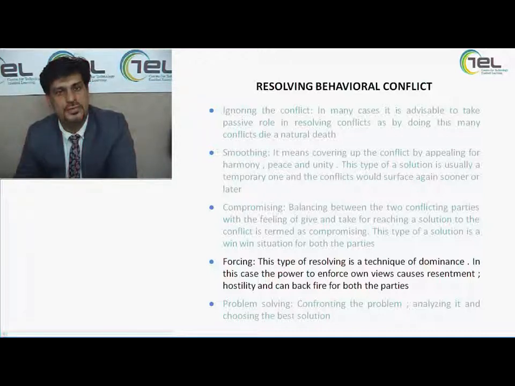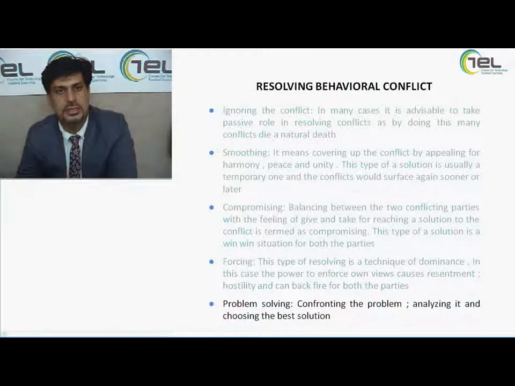The power to enforce one's own views causes resentment, hostility, and can backfire for both the parties, which means if one party tries to enforce its viewpoint or is able to get its viewpoint agreed upon, it is bound to bounce back as hostility or resentment at a later stage. So forcing per se is not a very good conflict handling technique.